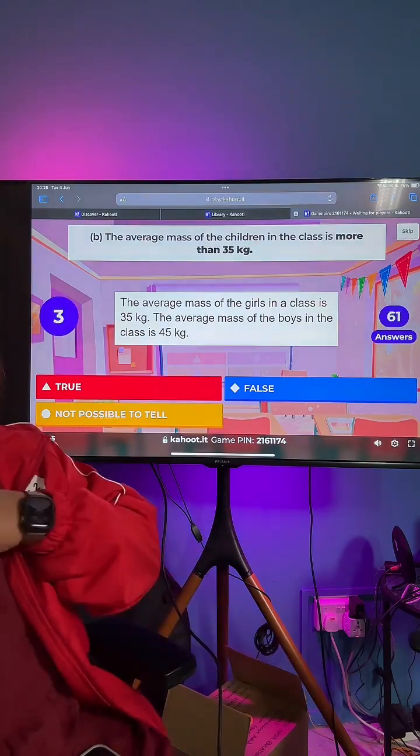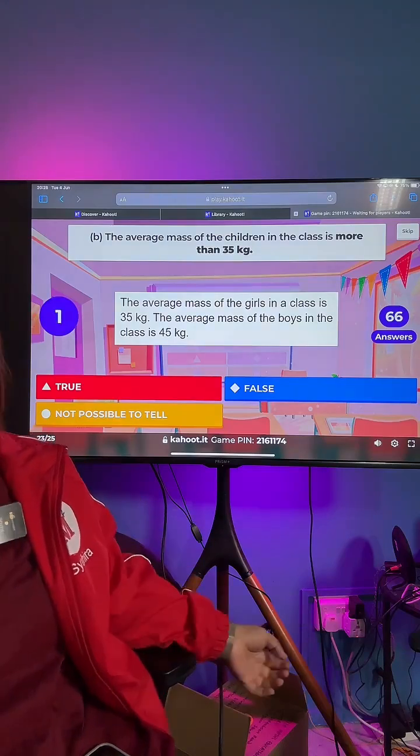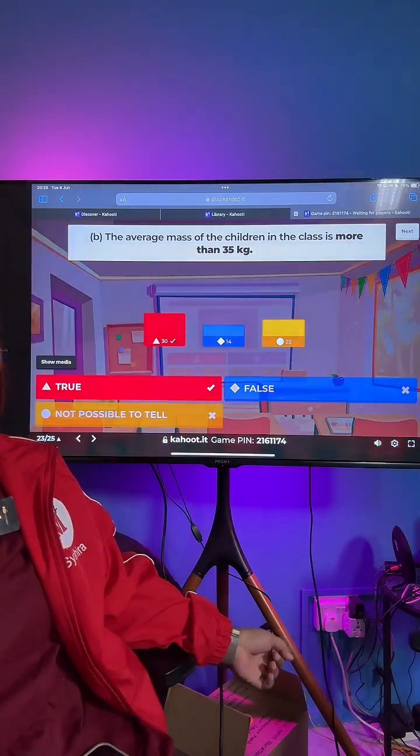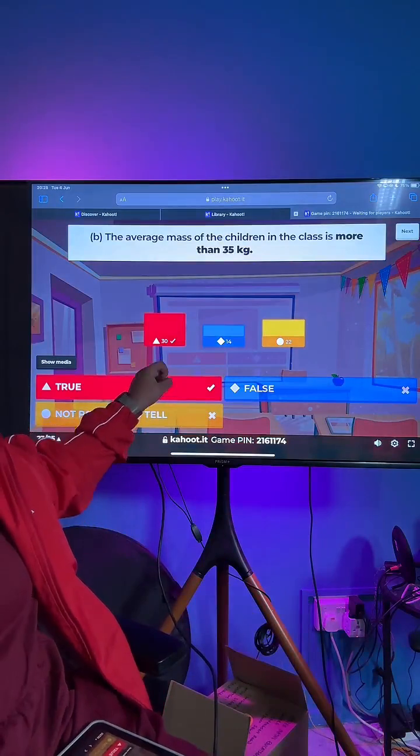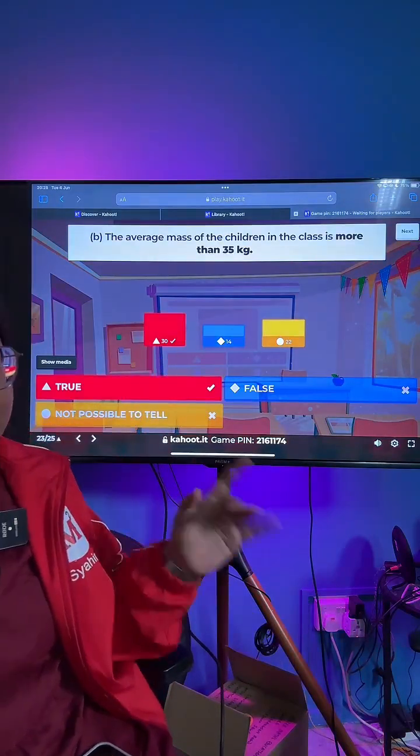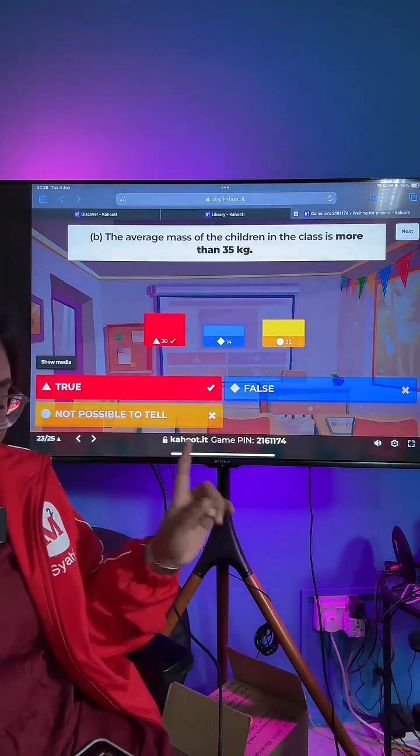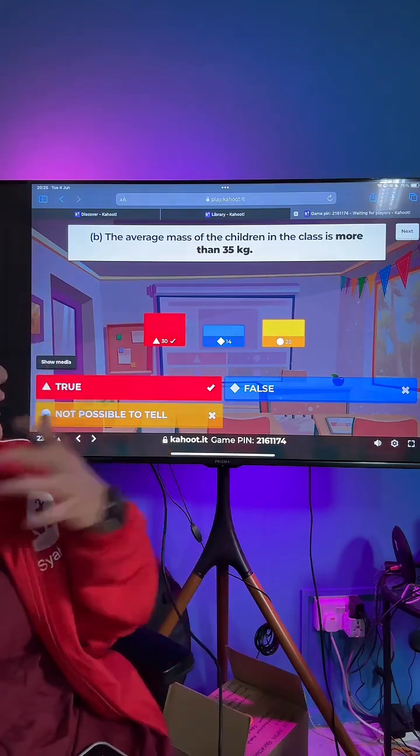Okay, let's take a look. Yes, Mika, here, you are right. Okay, 30 of you got this right. Excellent. This one is true. Again, I will explain once later. Okay, hang on a second.